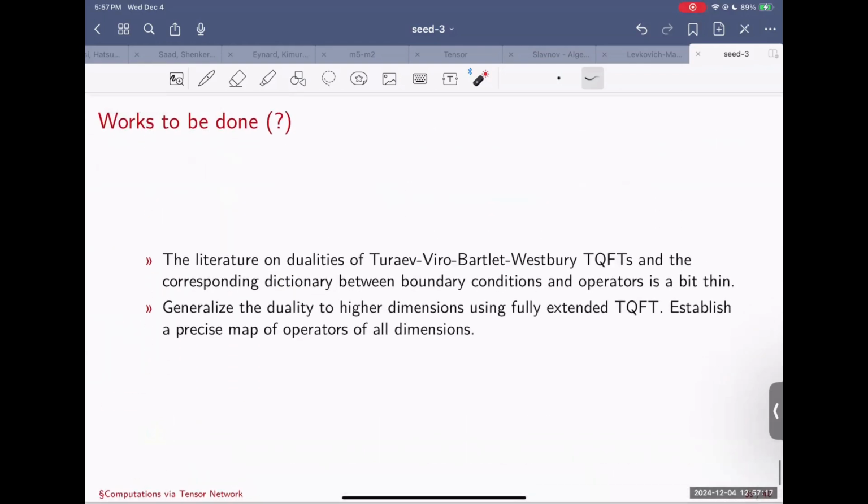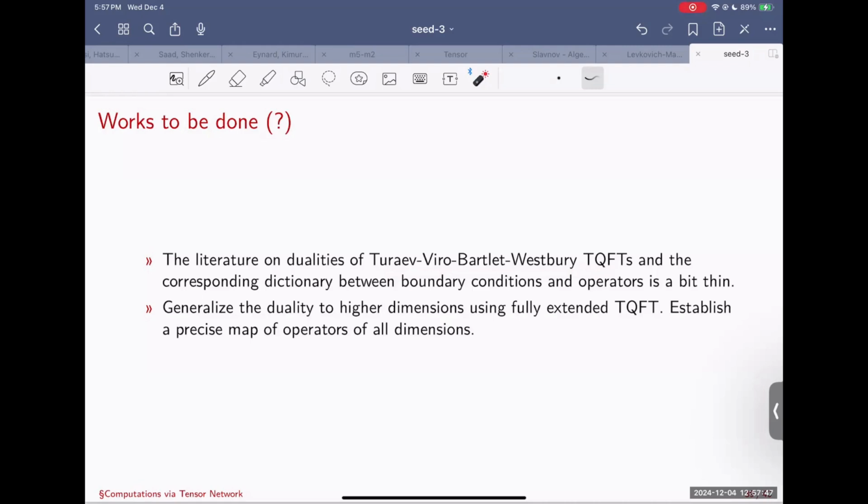So what are some directions that we can pursue? I should clarify that maybe these things are already known. I'm just not familiar with the literature that well. But it seems that the precise descriptions of dualities of these theories, and when I say duality, I really mean the duality of boundary conditions along with the mapping of operators in the theories, does not seem to be that well organized yet. But maybe some people know, I just don't know.